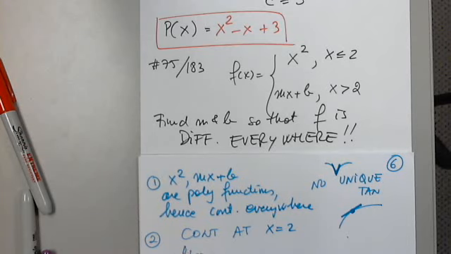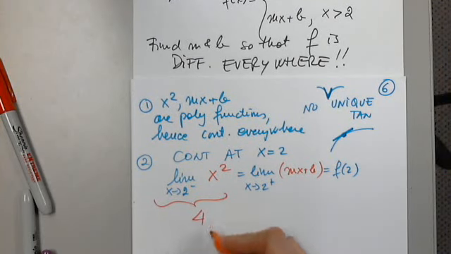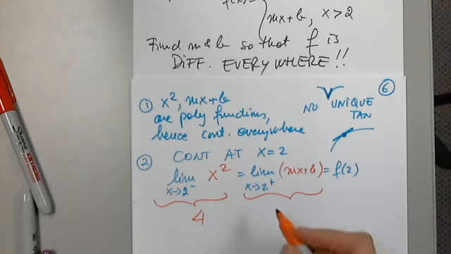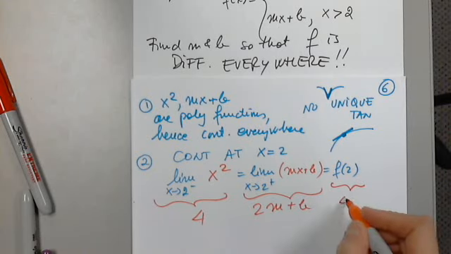So I have to make sure that this condition is fulfilled: the limit as x approaches 2 from the left equals the limit as x approaches 2 from the right and equals f of 2. What function do I put from the left? Very good. What function do I put from the right? Perfect. So what is the limit from the first one? What is the limit from the second one? Very good. And what is f of 2? Very good. Agreed? So what is the first condition?